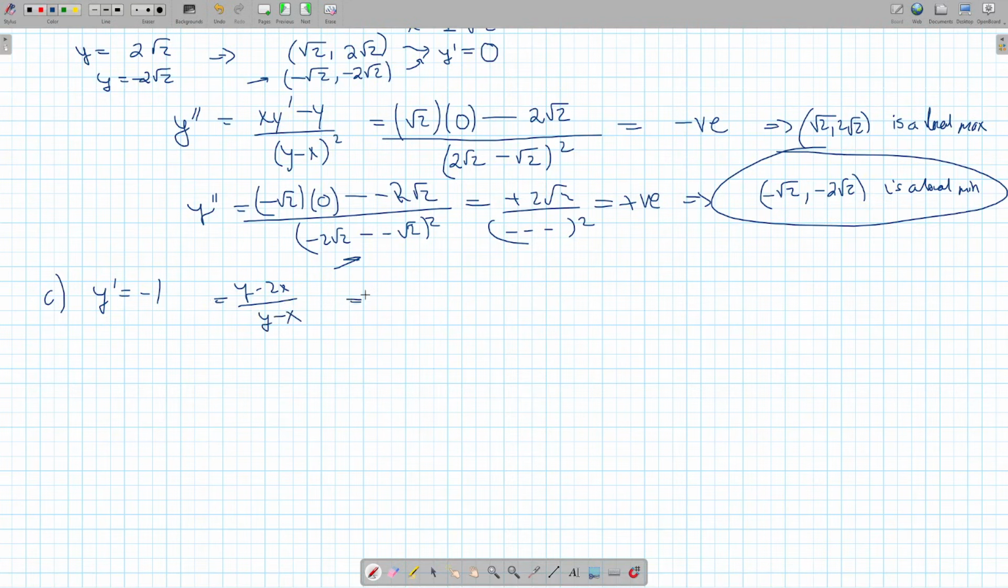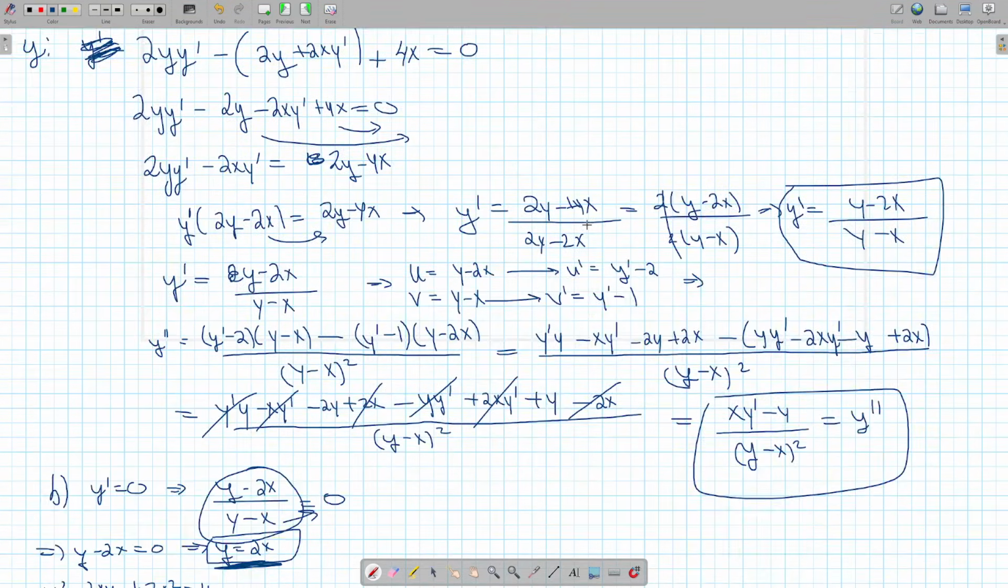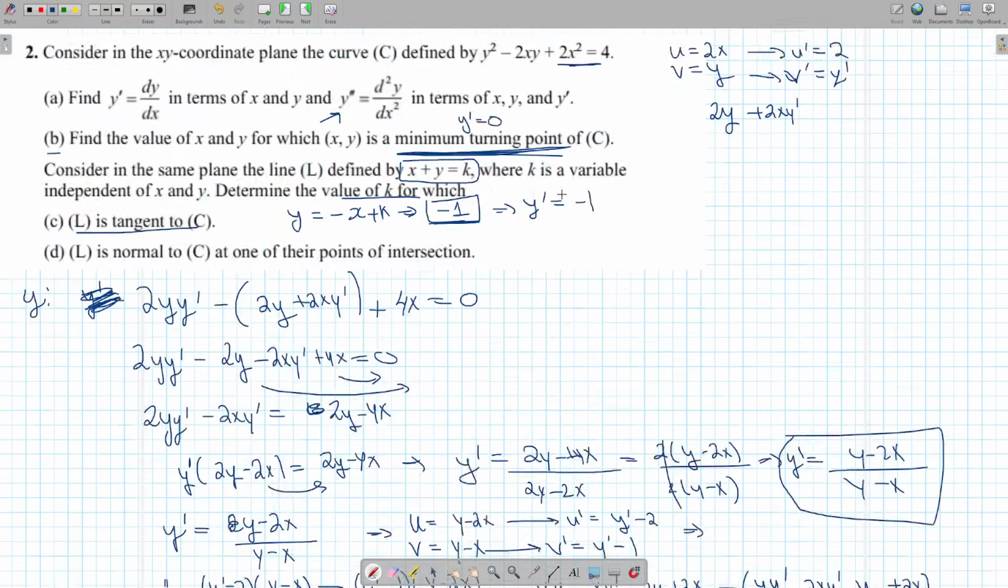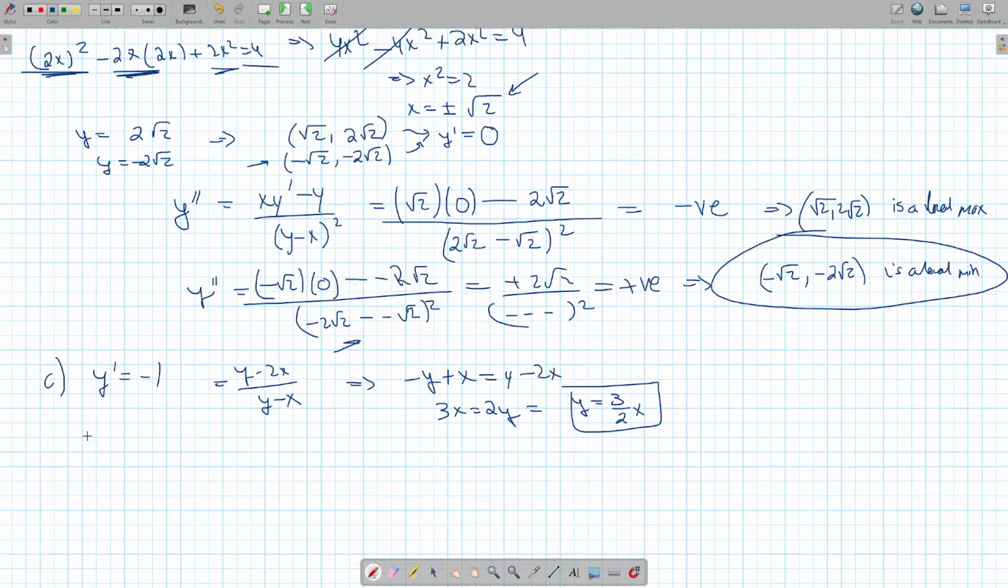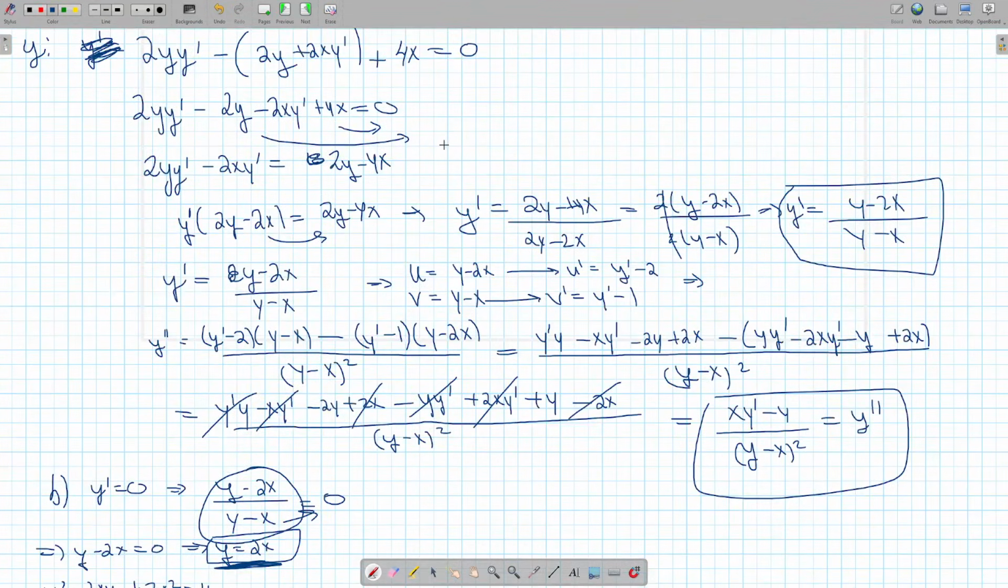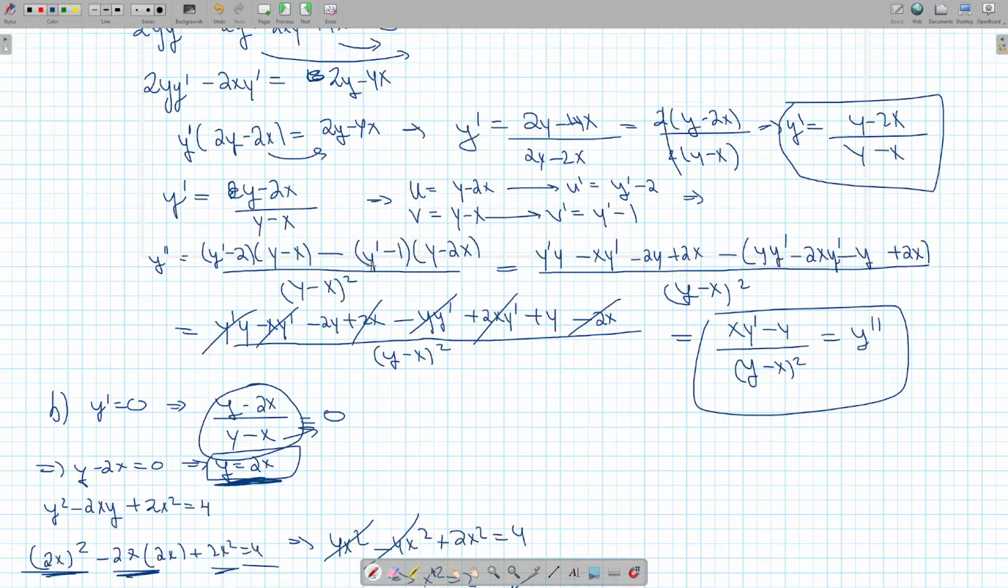So negative 1 equals (y minus 2x) over (y minus x). Cross multiply, and you're going to get negative y plus x equals y minus 2x. Let's collect everything together. You're going to get 3x equals 2y, so y is equal to 3 over 2 x. Cool, you now know that y is equal to 3 over 2 x. Knowing that, we can go up here and substitute for y. So let's copy down the equation: y squared minus 2xy plus 2x squared equals 4.